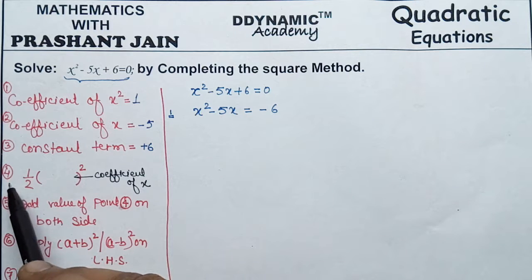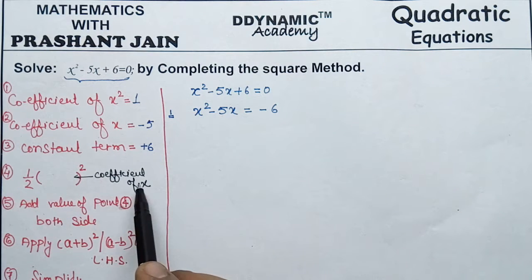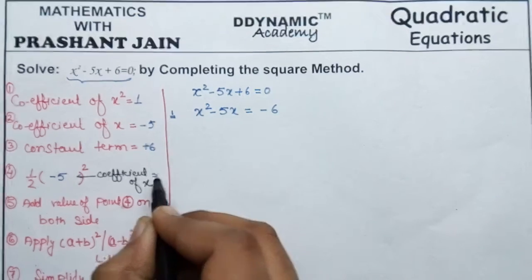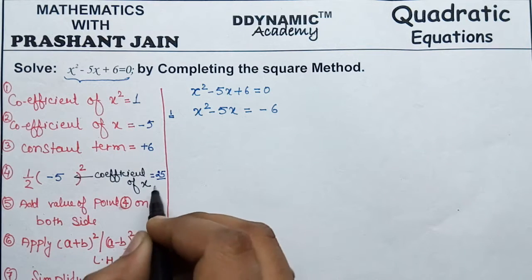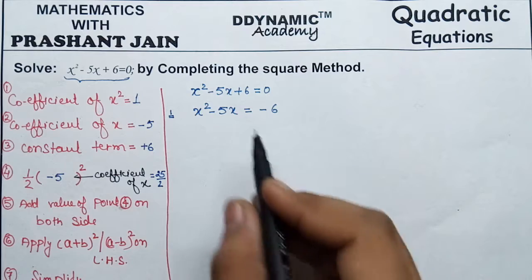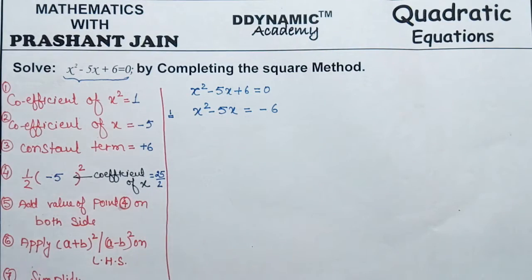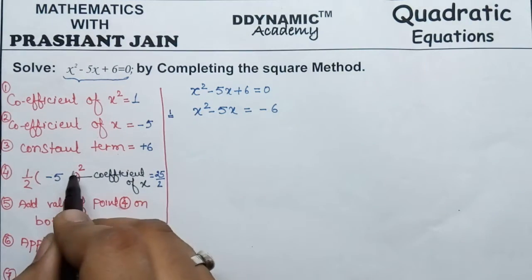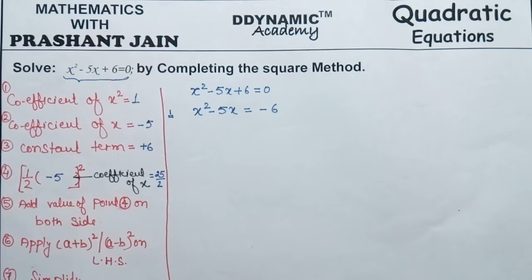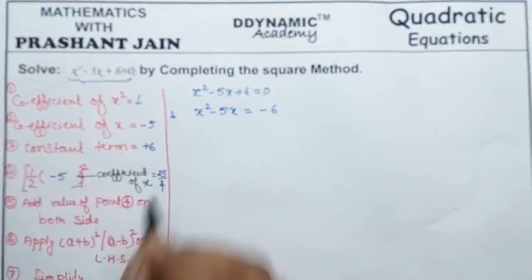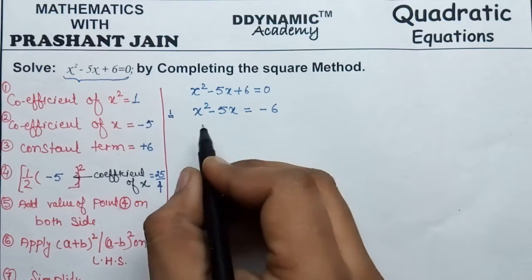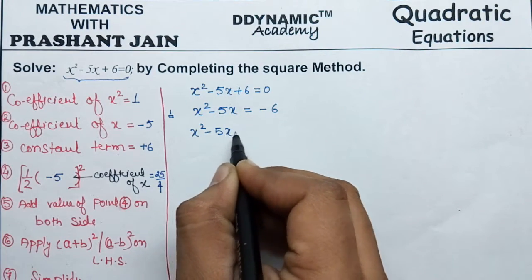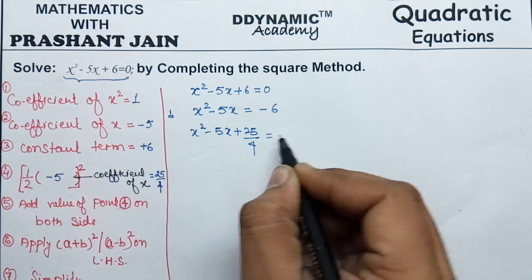In the next part, take half of the coefficient of x, and the coefficient of x is minus 5. The value you obtain is 5 upon 2. Just add the square of this value on the left hand side as well as on the right hand side. It means it must be whole square, so the value is 25 upon 4. We add 25 upon 4 on the left hand side as well as on the right hand side.